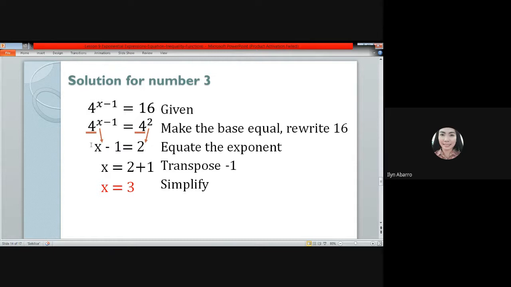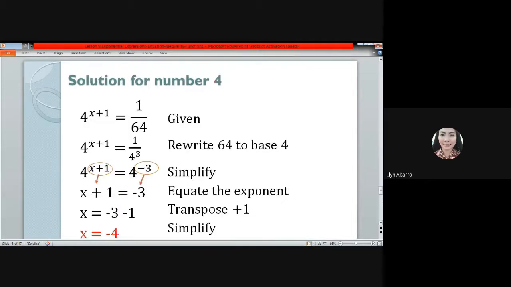Then, manipulate the equation or solve for x. So, you're going to transpose negative 1 to the other side. It will become plus 1 or positive 1. Therefore, x is equal to 2 plus 1. And that is x is equal to 2 plus 1 is 3. So, our answer is 3.